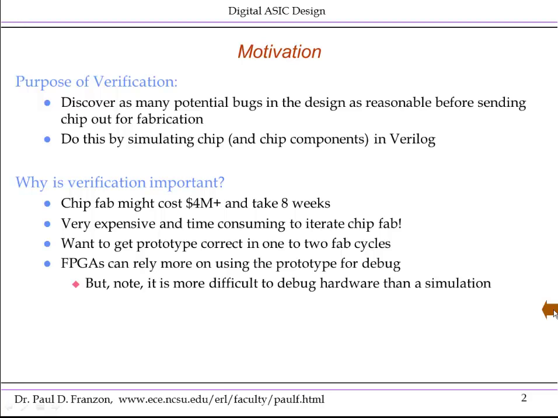Even though it's very critical for standard cell designs because of this cost and time of getting hardware back from the fab, it is still pretty important for FPGAs. Yes, the iteration time in FPGAs is faster, but nonetheless, it is a lot harder to use actual hardware for debug than to use a simulation. So it behooves you to excise as many of the bugs as you can from the simulation before building hardware and trying to work out what's going wrong.